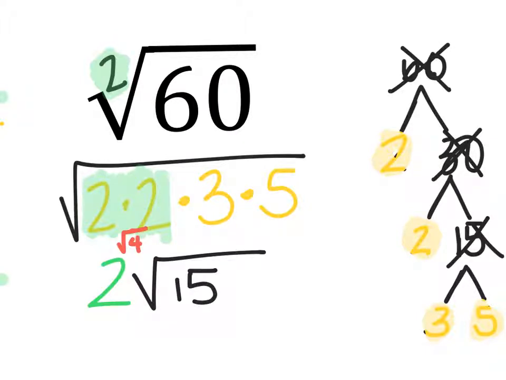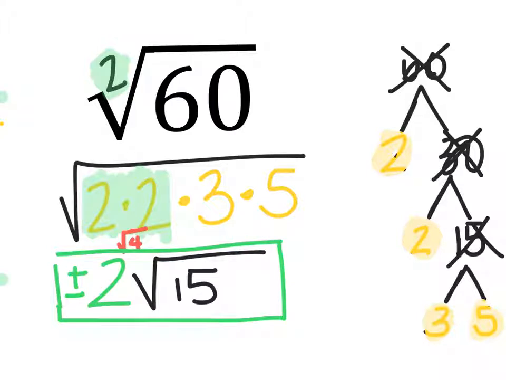And again, like before, I have to have the positive and the negative form of this answer. So my simplified form of the square root of 60 would be positive and negative 2 times the square root of 15.